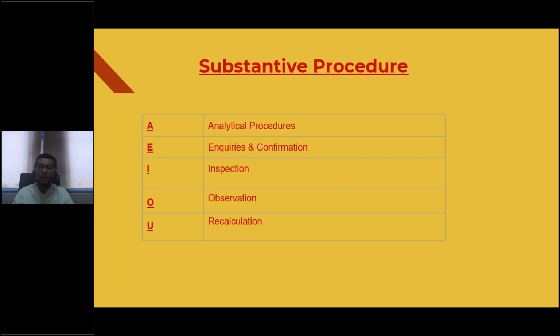So maybe I would like to compare the revenue of my client for this year with the last year, specifically on a month by month basis. And if there is any significant fluctuation, particularly in the last quarter or so, I would like to have a discussion with the client and I would like to further investigate that. So analytical procedures are comparisons.